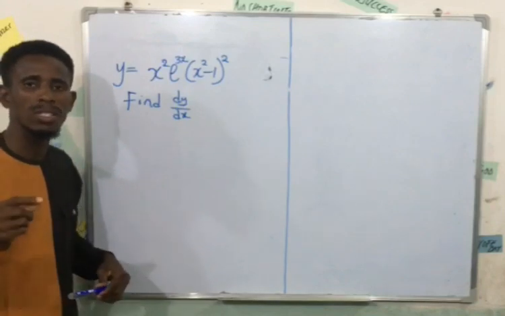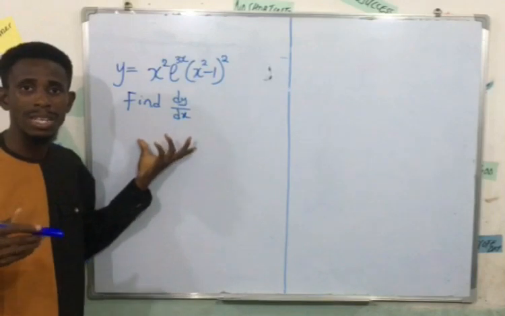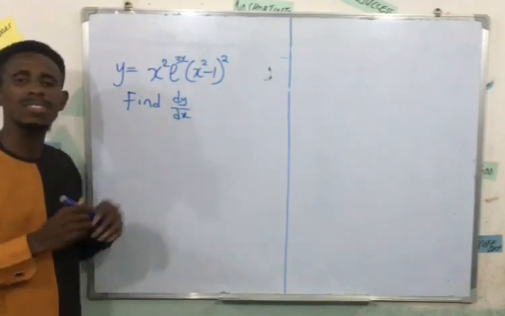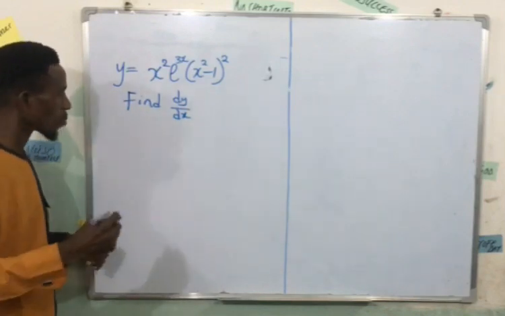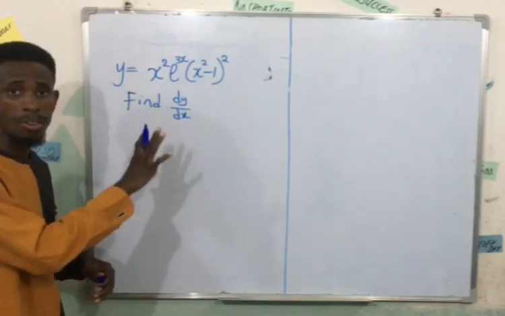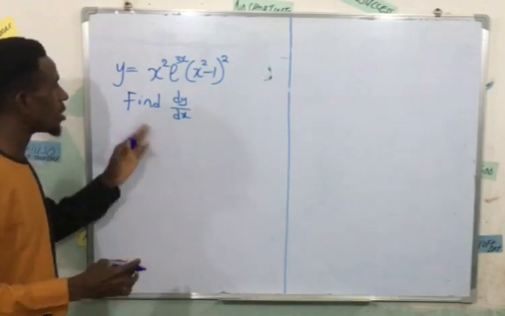So one of the simple rules I want to show you now is the logarithmic rule of differentiation, how to use the logarithmic rule to differentiate. We are going to take the logarithm of both sides, most especially ln. Take the ln of both sides.